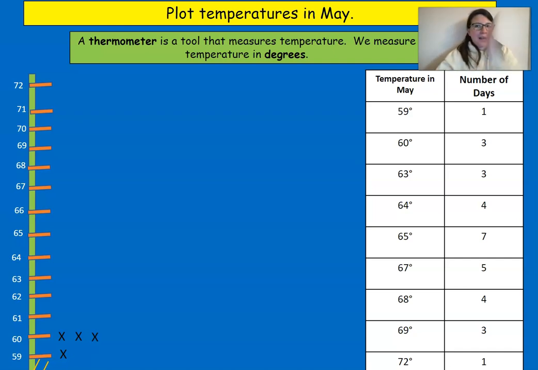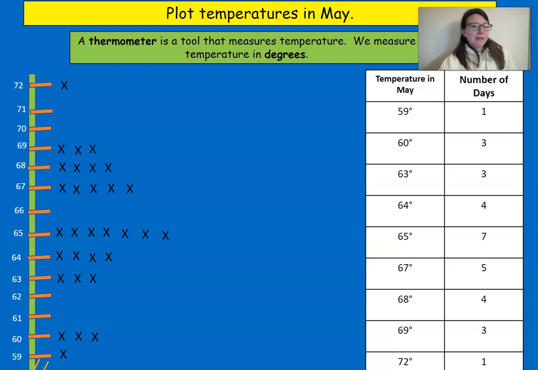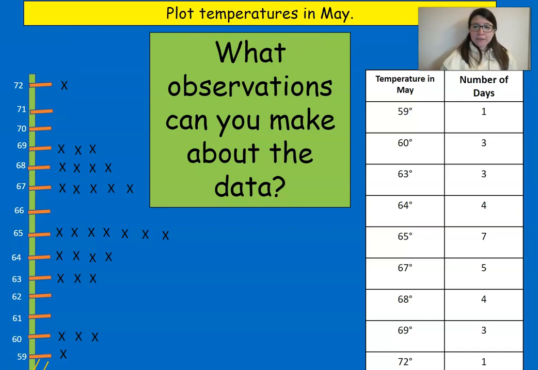Did you make your vertical line plot? It looks like a thermometer. So I'm going to keep going with mine. We have 3 for 63, 4 for 64, 7 for 65. Whew, it's a nice warm May. 5 for 67, 4 for 68, 3 for 69, 1 for 72. That was a hot day. All right. What observations can you make about this data?